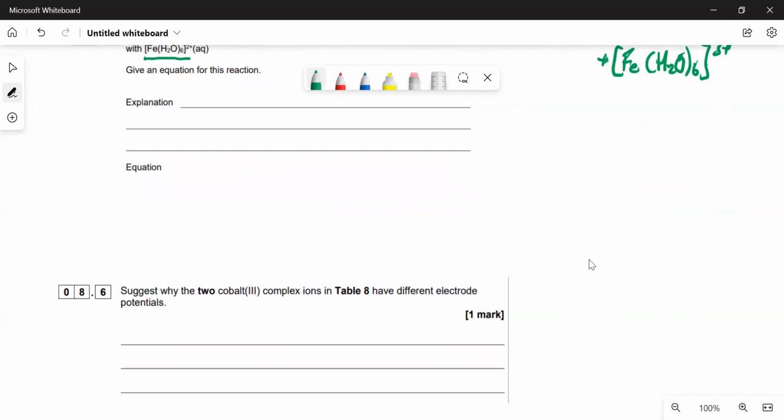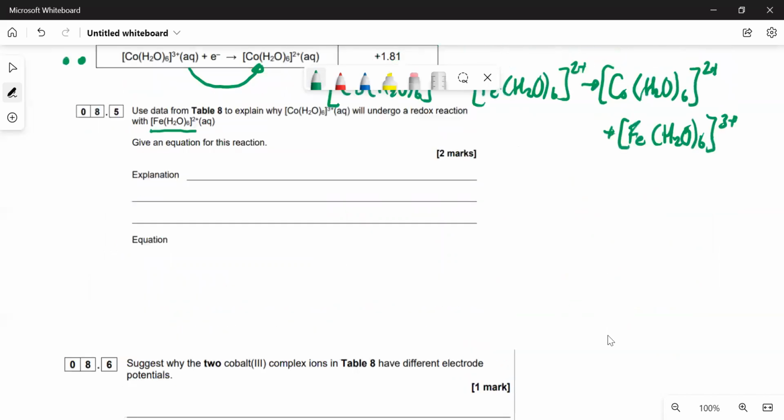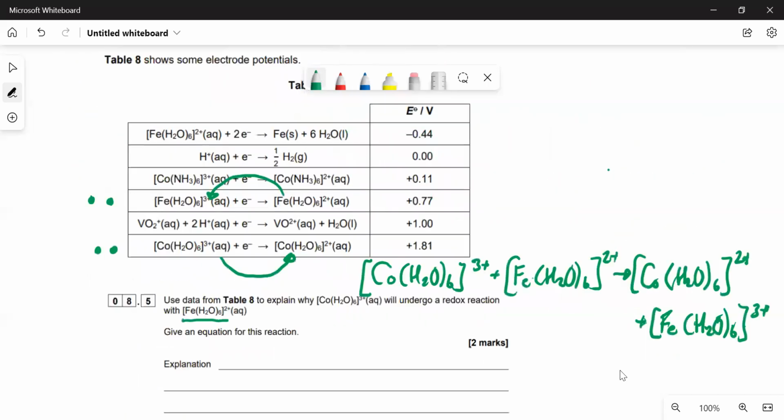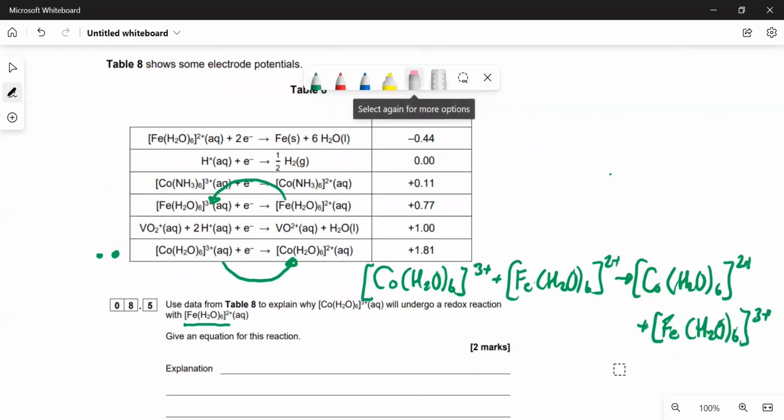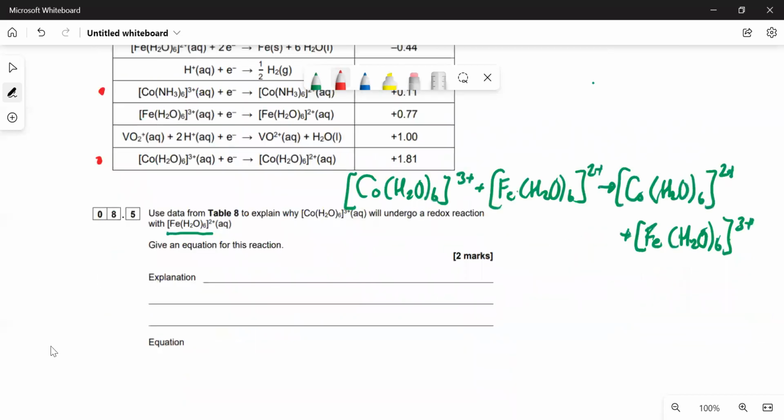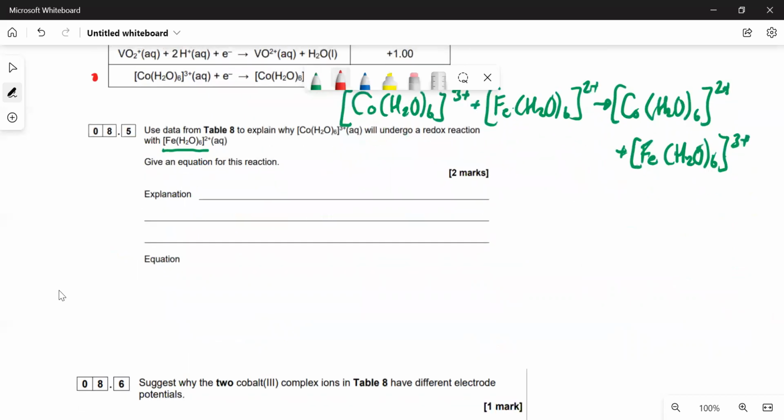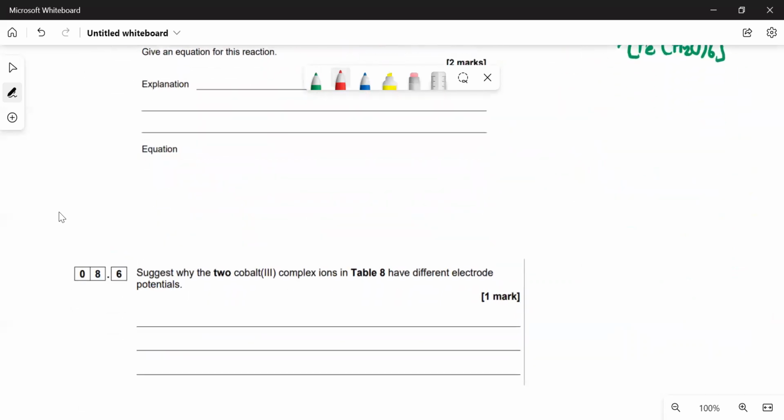Suggest why the two cobalt-3 complex ions have different electrode potentials. Okay, so let's look at the data here. Let's just rub some of that out. So we're looking at that one and that one. The only difference between them is they've got different ligands, and that's all you need to say. For that question you need to say they have got different ligands. You don't have to explain why having different ligands would give you a different electrode potential. It's a bit more difficult. You don't need to say that. It's just a 1 mark question. Just say different ligands.